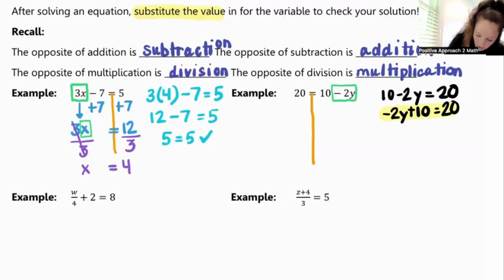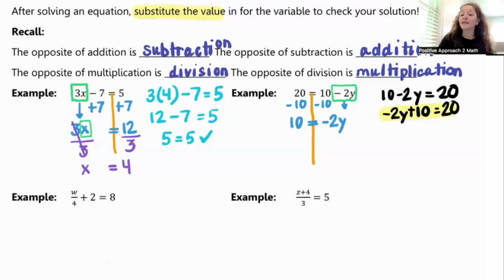So I'm going to subtract 10 on the right-hand side, and if I subtract 10 on the right, you guessed it, I need to do it to the left. 20 minus 10 is 10. And I like to put my arrow here. I'm going to bring down my negative 2y.